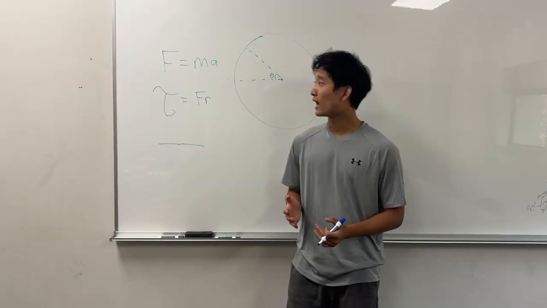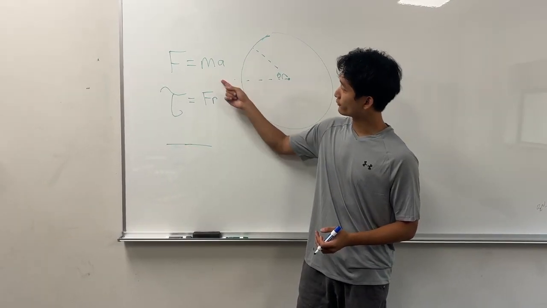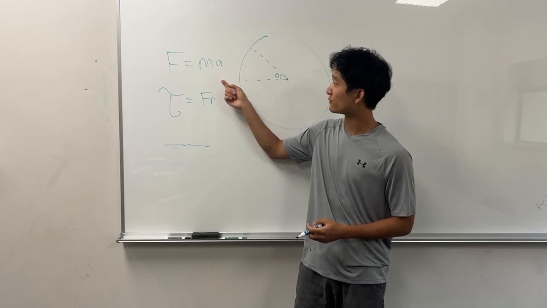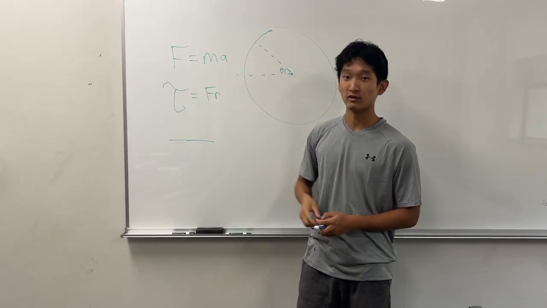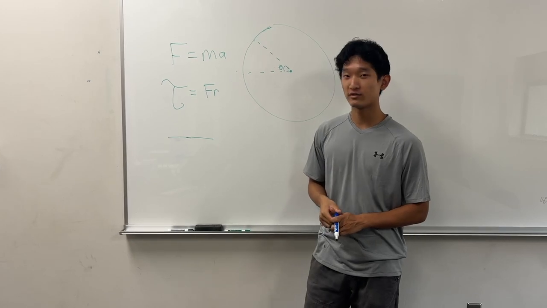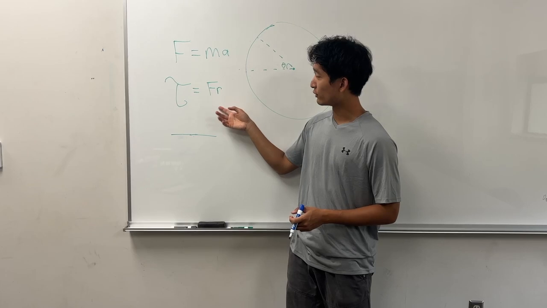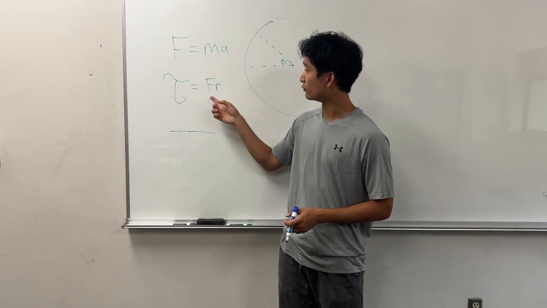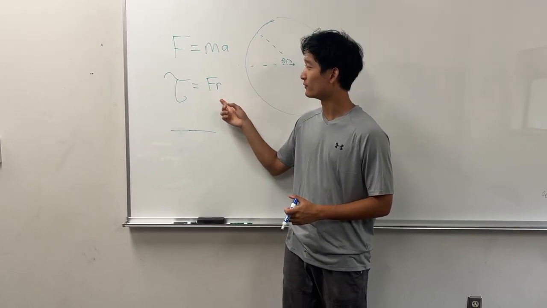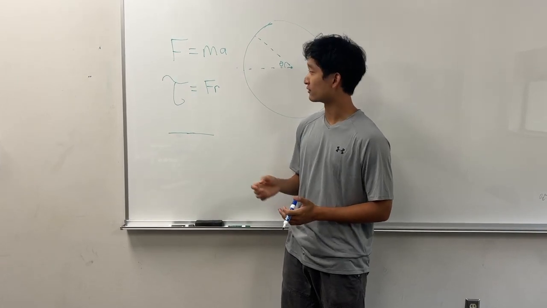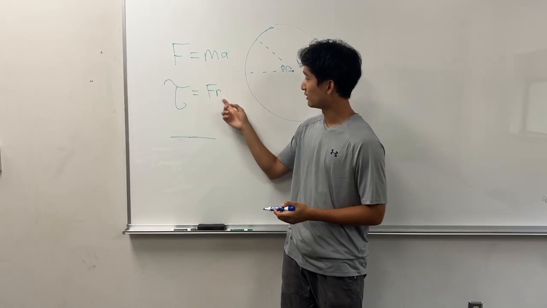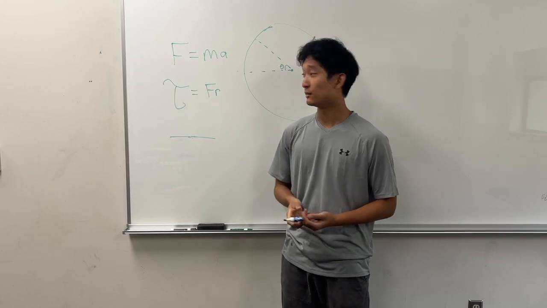Alright, so the theory for our lab comes from these two equations. The first one is that force equals mass times acceleration, where force is measured in newtons, mass is measured in kilograms, and acceleration is measured in meters per second squared. And then the second equation is torque is equal to force times the lever arm, where torque is measured in newton meters, force again in newtons, and the lever arm is measured in meters.